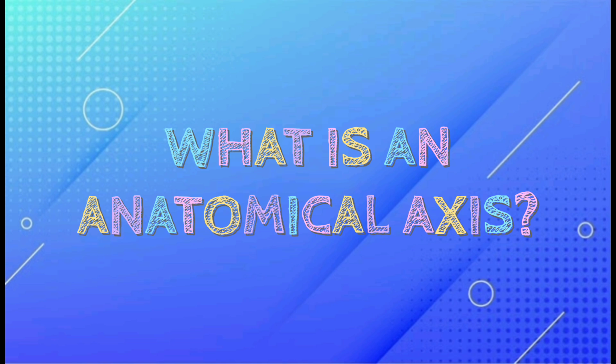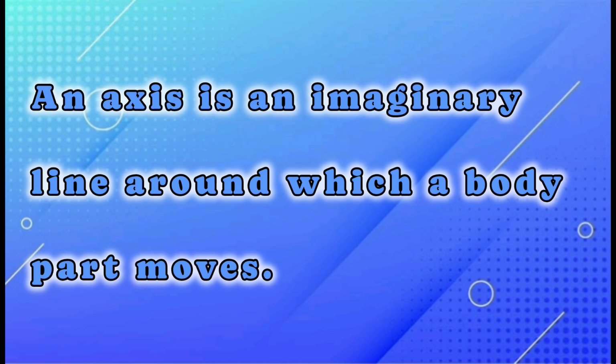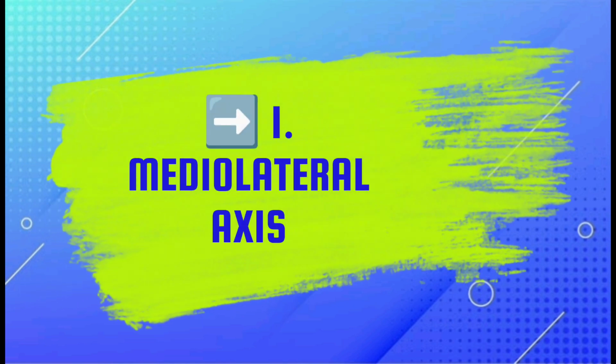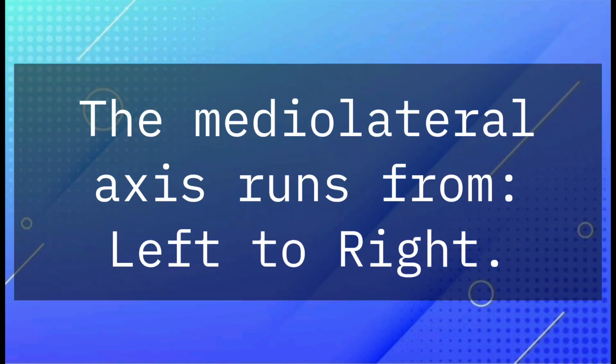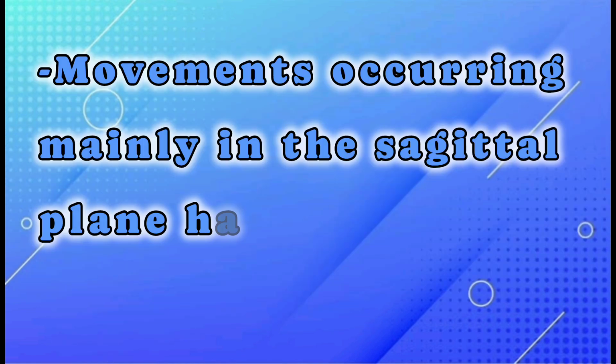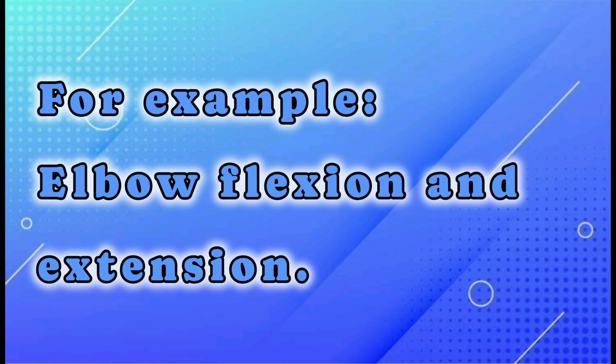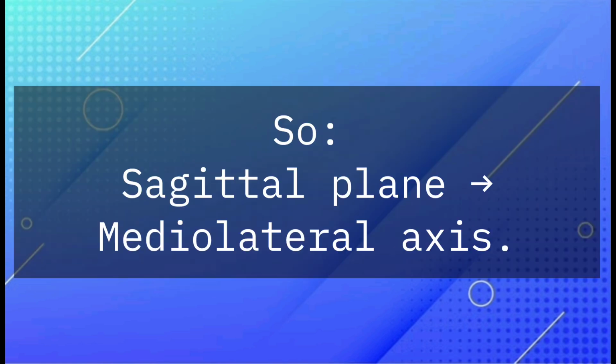Now let's understand axis. An axis is an imaginary line around which a body part moves. There are three important axes: mediolateral axis, anteroposterior axis, and vertical axis. Let's make them very easy. First, mediolateral axis. The mediolateral axis runs from left to right. Movement occurring mainly in a sagittal plane happens around this axis. For example, elbow flexion and extension. So, sagittal plane, mediolateral axis.